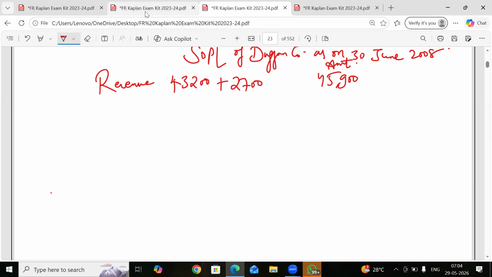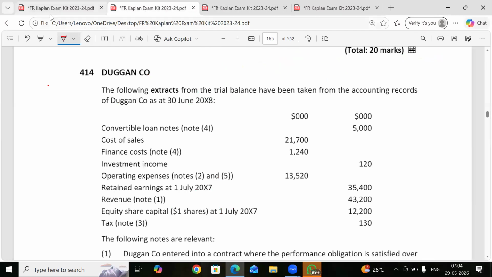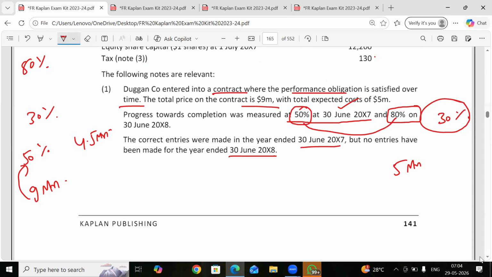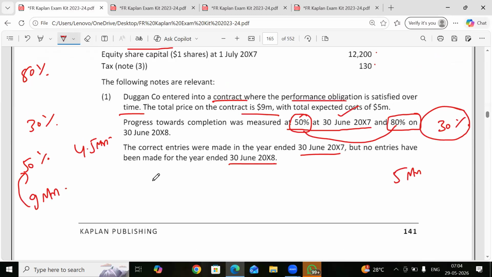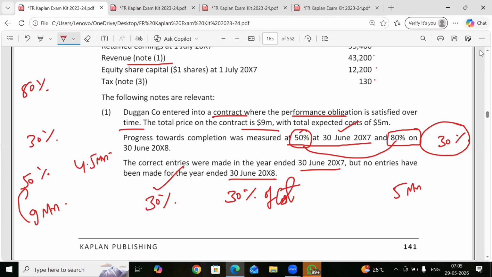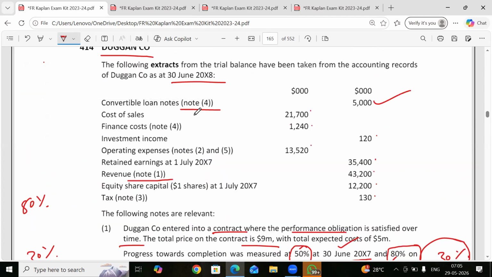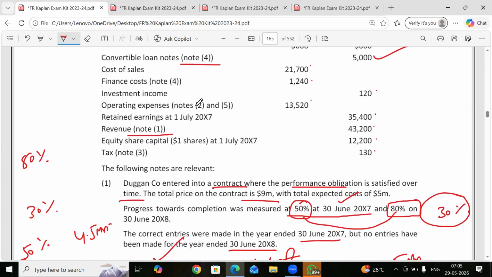Now, let me tell you one thing. When 30% of the revenue is recorded this year, it also impacts 30% of cost. Because we measure the revenue and the cost based upon the progress in the work, based upon the amount or quantum of work done in the year. So here you can very easily check one point.